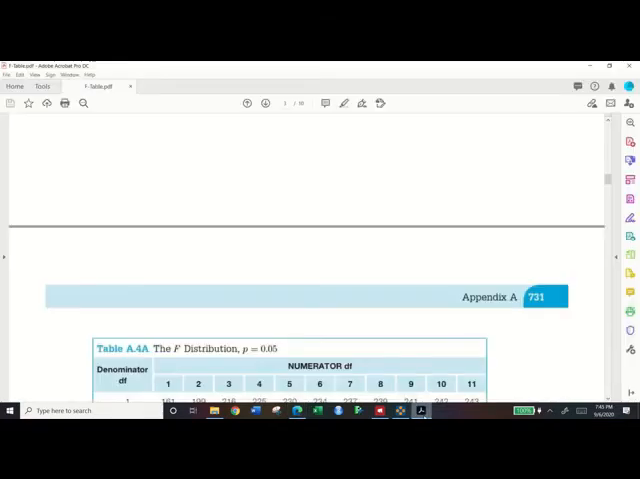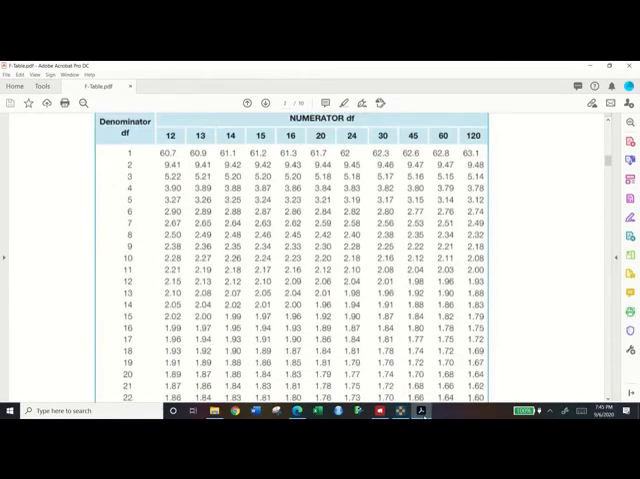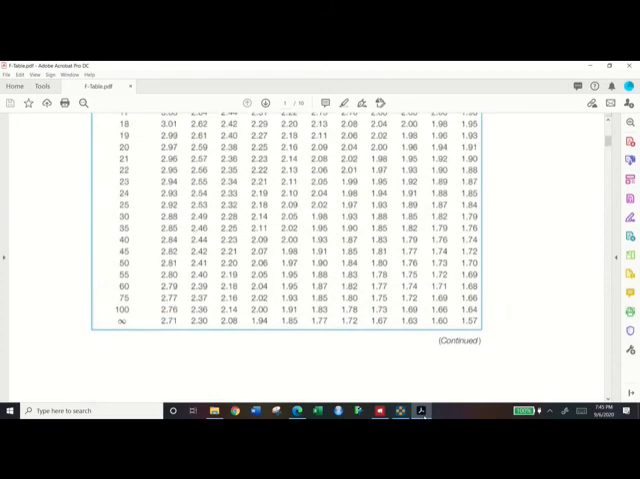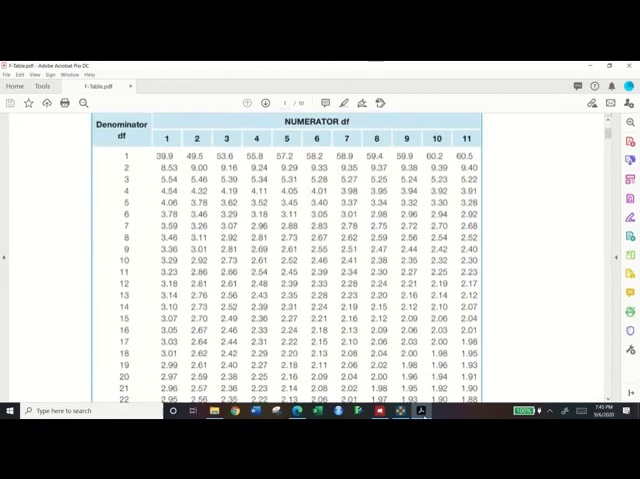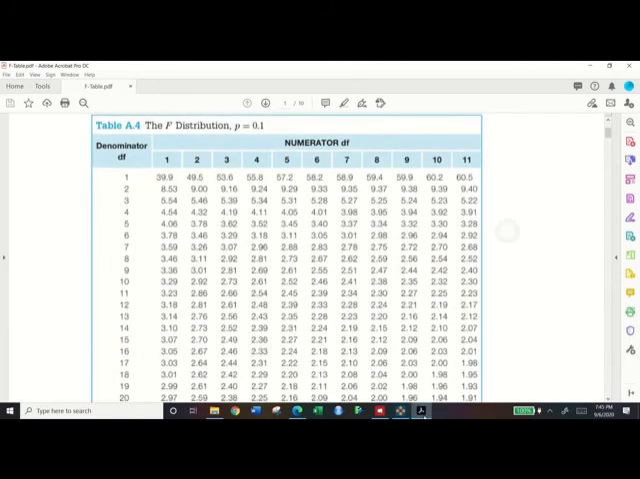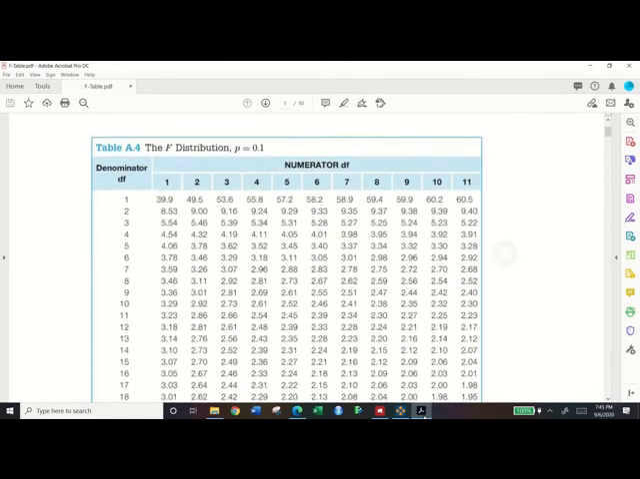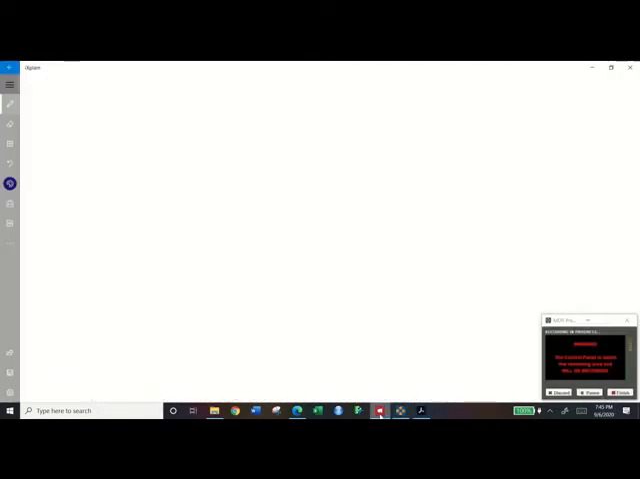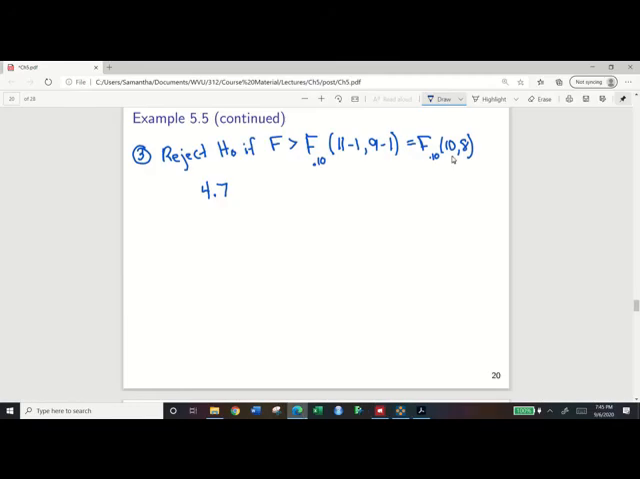Pulling up our F table, we had a 10% level. And here we are right here. Numerator degrees of freedom was 10. Denominator degrees of freedom was 8. And our critical value will be 2.54. Going back to our slides, we're comparing our test statistic of 4.7 against the critical value of 2.54.